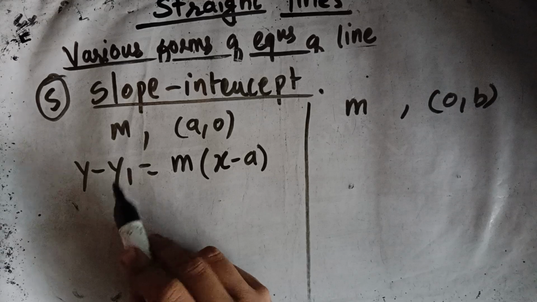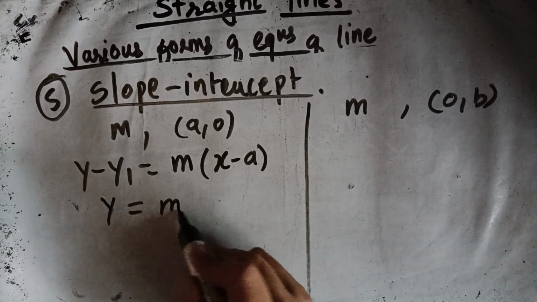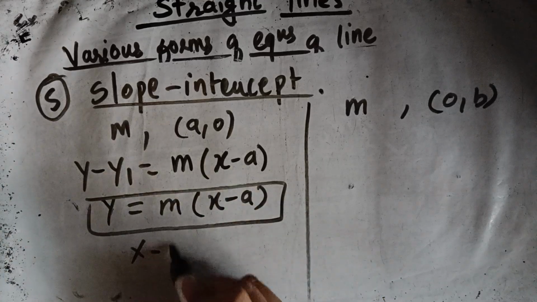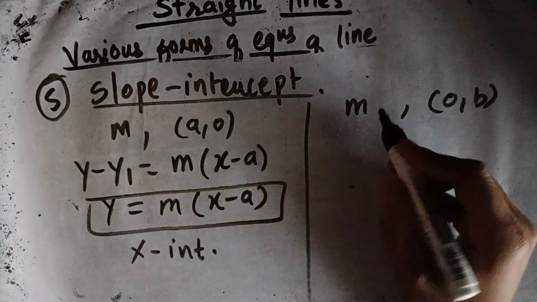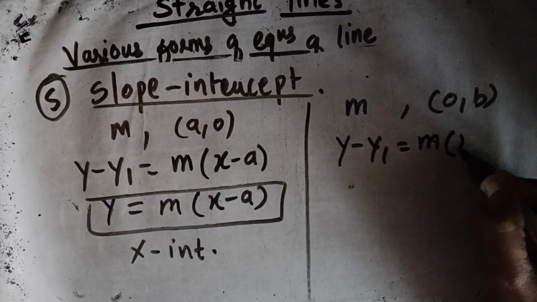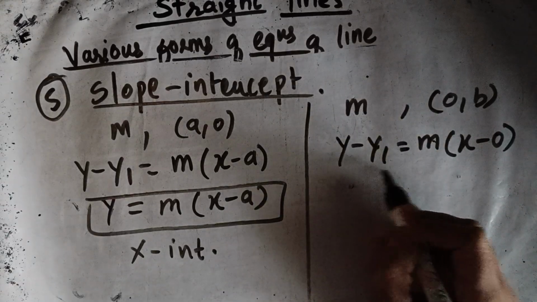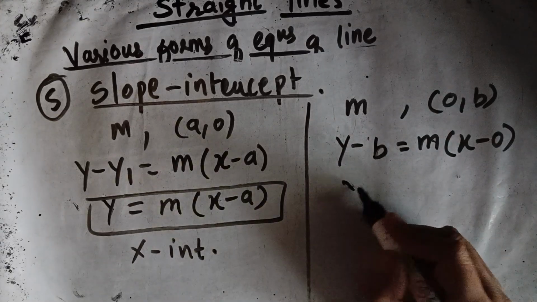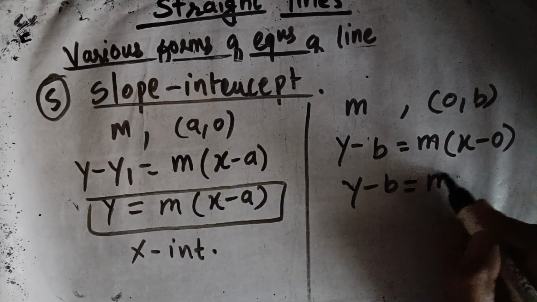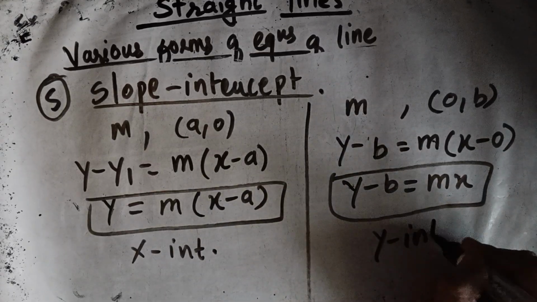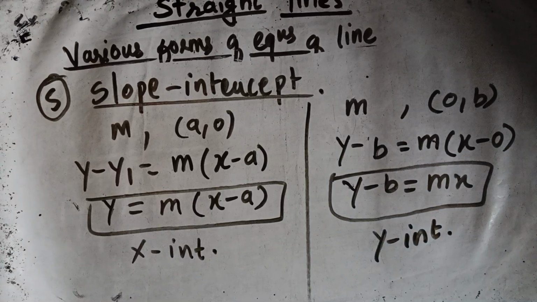Okay. Here y is 0, so y equals m x minus a. This is for the x-intercept. Okay. Here y minus y1 equals m times x minus x1. So y1 is our b. So y minus b equals m x. Okay. So this is for the y-intercept.